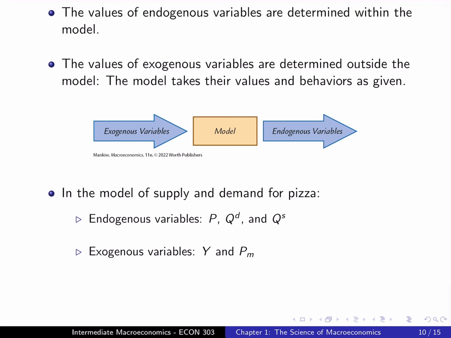Let's apply this to the model of supply and demand for pizza. Endogenous variables are P, price of pizza, QD, quantity demanded for pizza, and QS, quantity supplied of pizza. Exogenous variables are Y, aggregate income, and PM, price of materials. This distinction helps us understand what the model is explaining, the endogenous variables, and what it treats as given, the exogenous variables, which is key to analyzing cause and effect in economics.